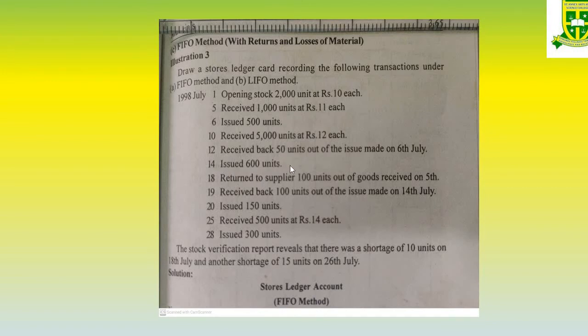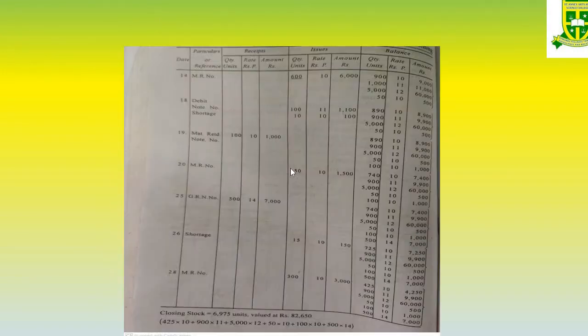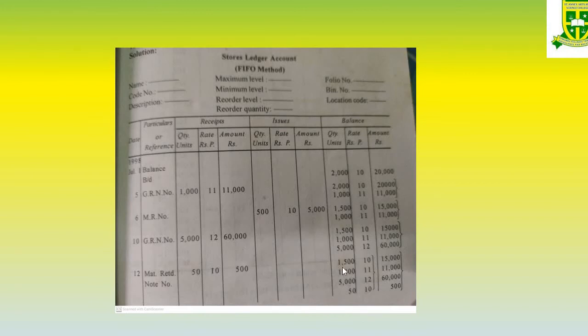Now what is happening on 14th? Issuing 600 units. So 14th MR number, as usual there are 4 stocks available. Now I want to issue 600. So I already have 4 stocks, from which we have to issue from the first stock.